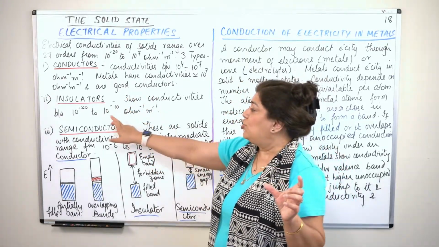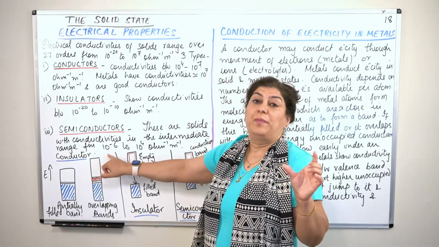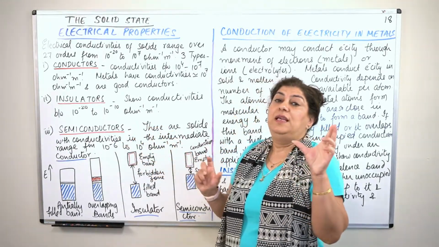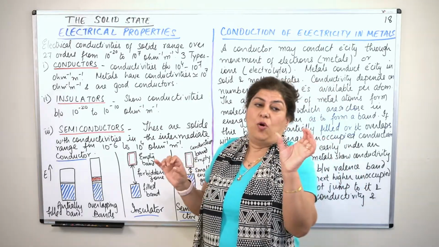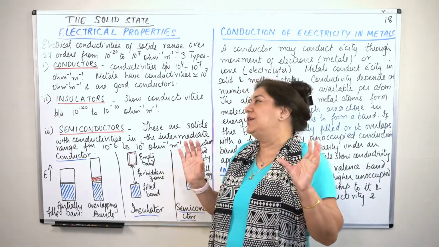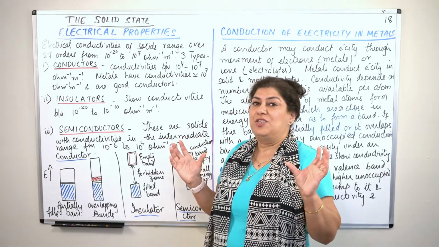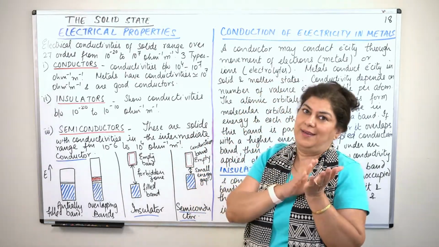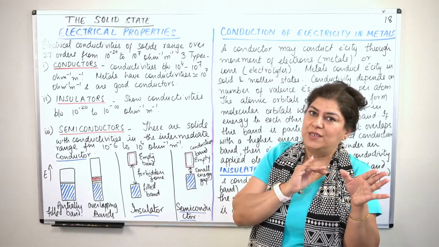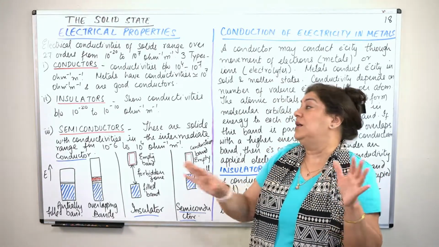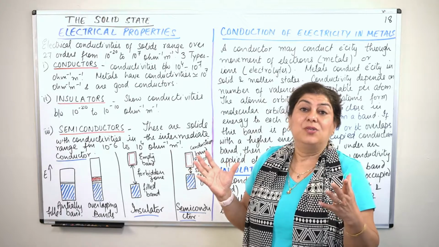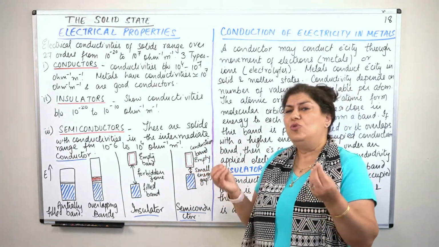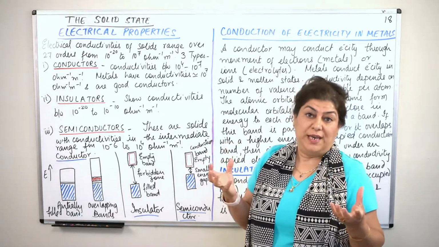orders, that is 10 to the power minus 9 to 10 to the power minus 7, 9, 8 and 7. This is the range in which the substance is neither a semiconductor nor an insulator. It's not an absolute insulator, but it is not even a semiconductor. Semiconductors also can be used to conduct electricity because they do conduct somewhat.